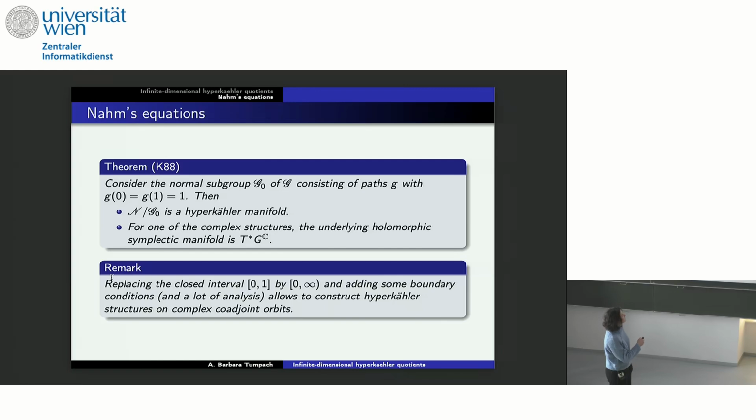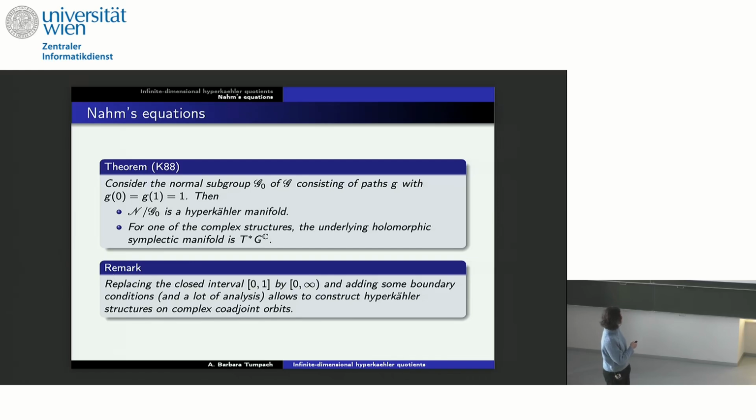And for one of these complex structures that you get on this hyperkaehler quotient, the underlying holomorphic symplectic manifold is T star G_C, the cotangent bundle of the complex group. A remark, and I will not go into this: if you replace the interval 0, 1 that we were using here by something which is not compact, so 0 to plus infinity for instance, and if you add some boundary conditions and a lot of analysis, you can use this procedure of infinite dimensional hyperkaehler quotient using Nahm's equation to put a hyperkaehler structure on complex coadjoint orbits. And again, the price to pay is that these structures usually are not very explicit. We don't know them well, and this is probably very intriguing.